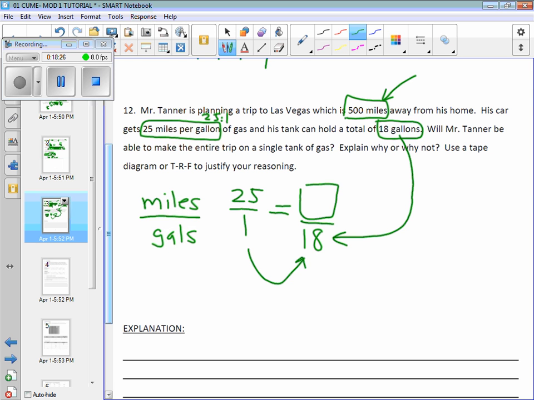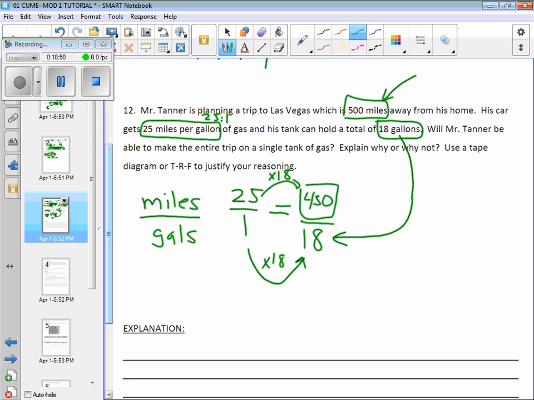We take a look at the 1 to 18 relationship. We have to multiply by 18. What I do to the bottom, I must do to the top. And when you multiply your 25 times 18, you wind up with 450 miles. That's going to wind up short. He's not going to be able to make it 500 miles on a single tank of gas. He's going to be 50 miles short.